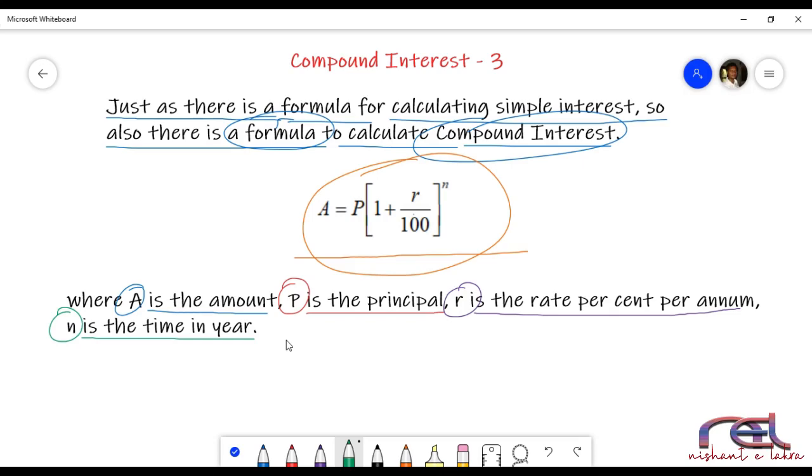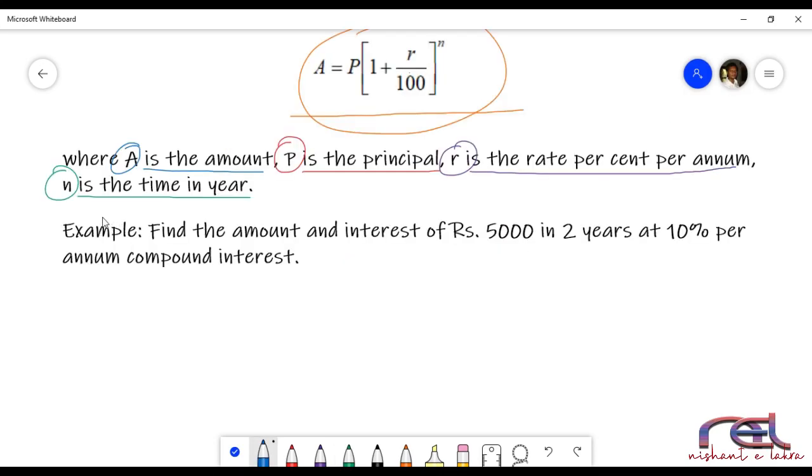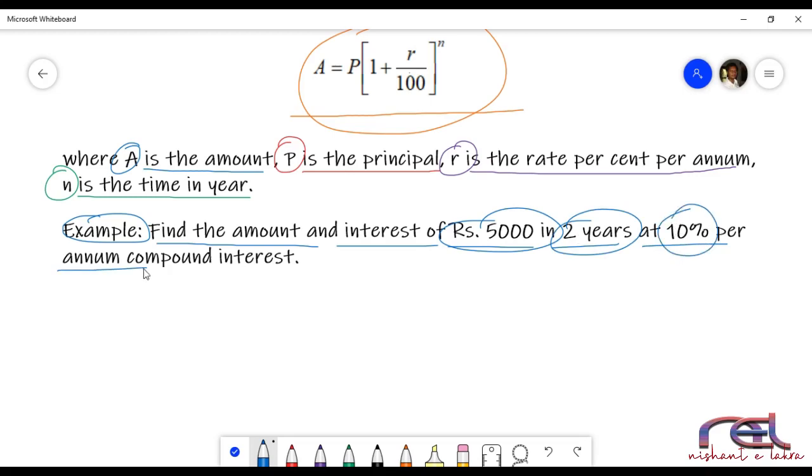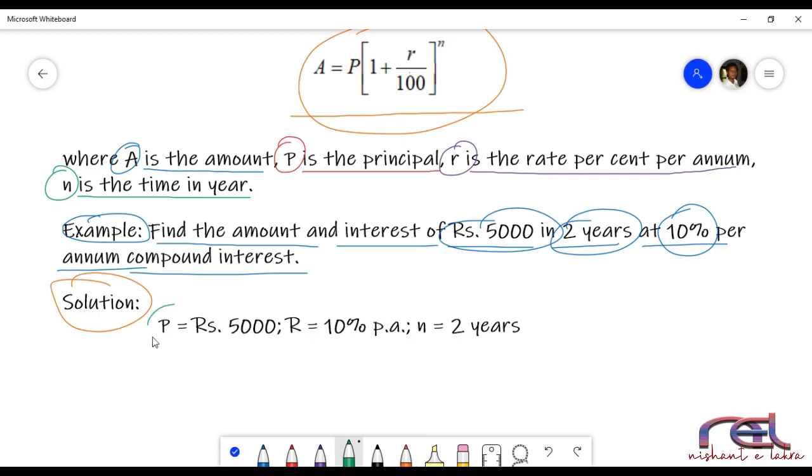Let us see one example of how to use this formula to find compound interest. We have to find the amount and interest of rupees 5,000 in 2 years at 10% per annum compound interest. Let's see how we can solve this. The first thing we have to do is mention what is given in the question. Principal is given as rupees 5,000, rate is given as 10% per annum, and the n value, that is the time in years, is mentioned as 2 years.